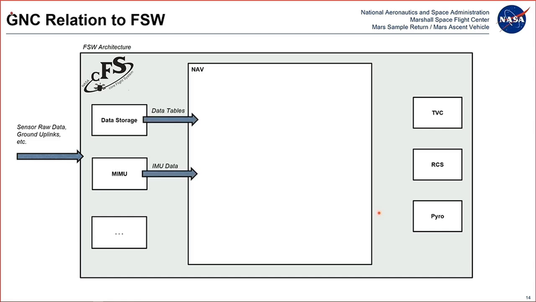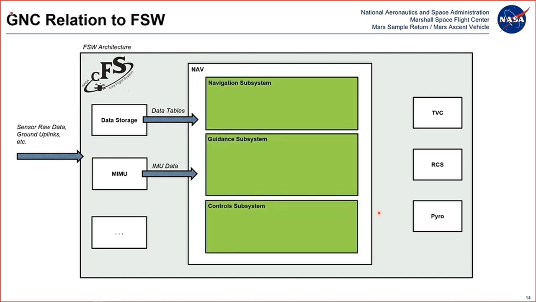Going into the Nav app itself, we have some data tables with hard-coded configuration parameters, and we also have sensor data coming in from our IMU. Then within the Nav app itself, I only presented a very small subset of what the entirety of the GNC system is responsible for handling. We've got navigation, guidance, and controls.